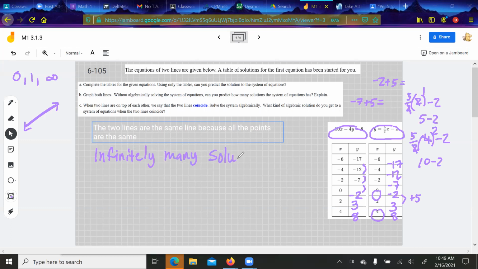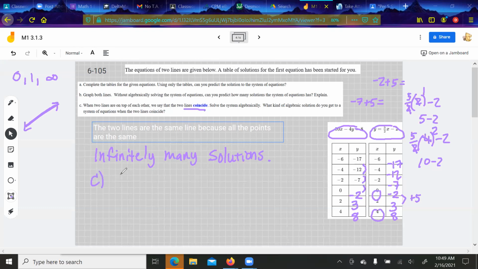So we're going to write that down. Okay, and that's what you would write on a test or your homework. It has infinitely many solutions, and there is work to show for this. Just because an answer is infinitely many or no solutions doesn't mean you don't show work. You always have work. So this is our work right here. We show that all the points are the same, so it has infinitely many solutions. When two lines lie on top of each other, we say that the two lines coincide.